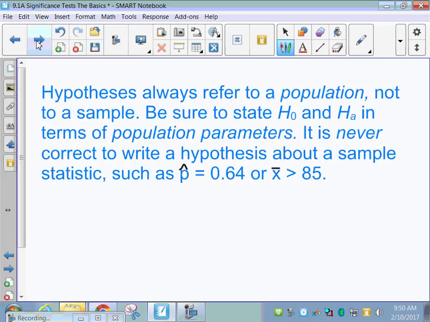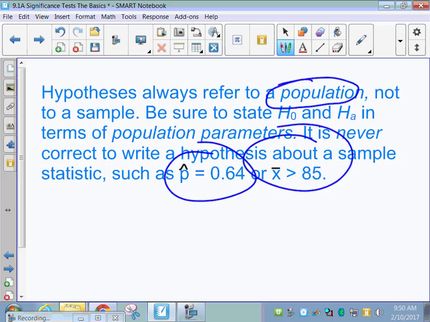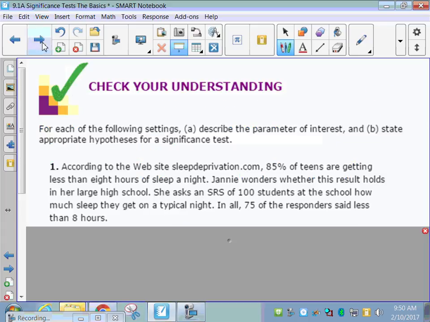All right. Hypotheses always refer to a population. So that's another thing that's important. When we write the null and the alternate hypothesis, we're always talking about the population. Don't ever use a p hat or an x bar. In other words, use a p and a mu, right? So use the parameter of interest, not the sample information, okay?